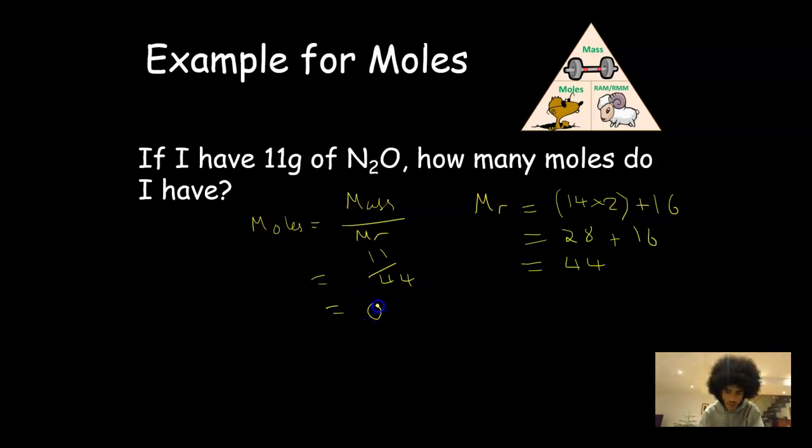So I have 0.25 moles. Okay? And that's how you do it. Now, you might sometimes get 2-step problems, and these are particularly nasty.